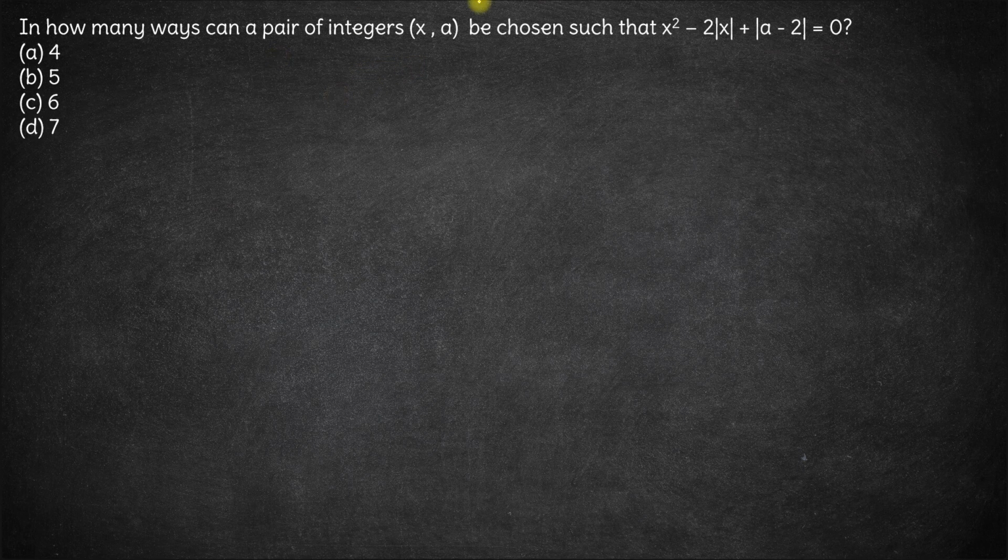Hi. Now this is a difficult question actually. We have to figure out in how many ways can a pair of integers be chosen x comma a such that this is true. So x and a are integers, okay, and this has to be true. So let's rewrite this. Now since x square is always positive, I can also write this as mod of x square minus twice of mod x plus mod of a minus 2 is equal to 0.